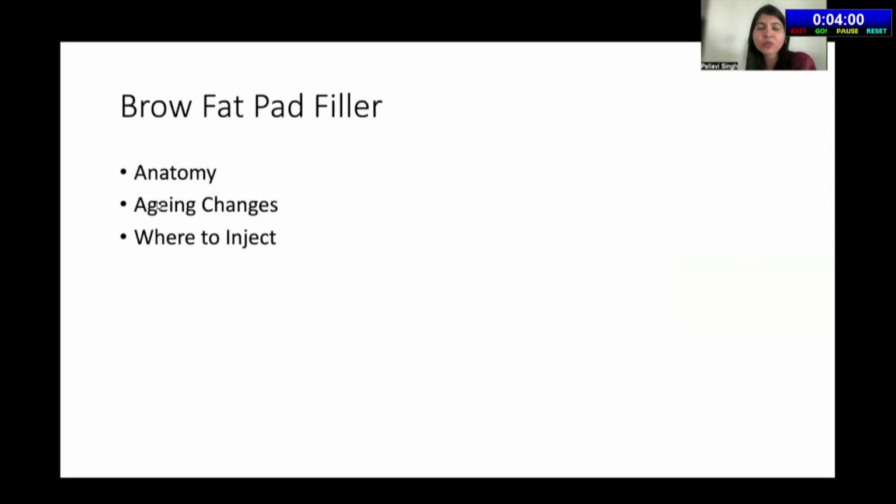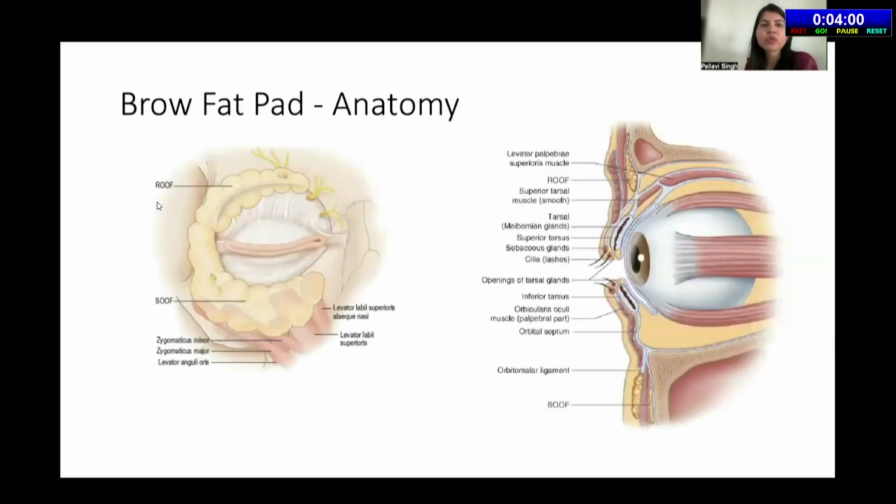Now coming to area-specific filler injection techniques, I'm going to talk about 3 specific areas that I really like injecting. The first one is the brow fat pad. If you look at the anatomy of the brow fat pad, we're all ophthalmologists here. We know that you have the ROOF superiorly and you have the SOOF inferiorly. The ROOF is the retro-orbicularis oculi fat pad, and this is what gives our eyebrow the nice, full look, which is so typical of a youthful eyebrow.